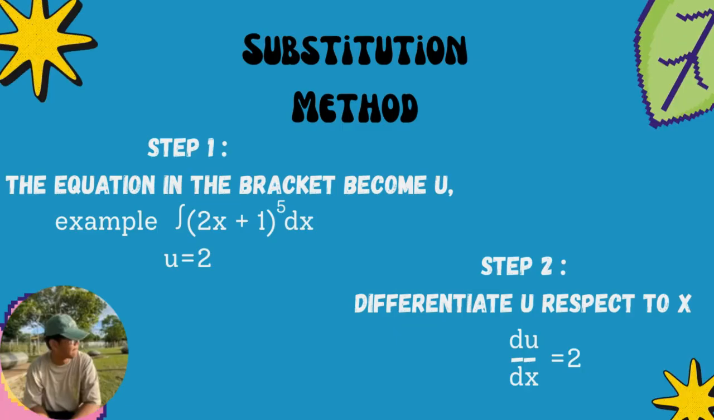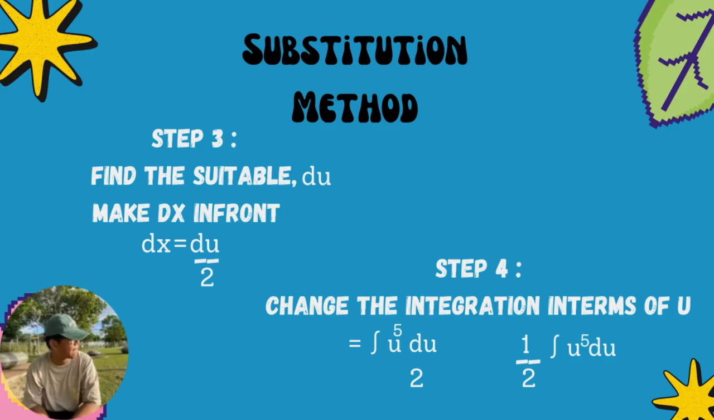For substitution method, the first step is the equation in the bracket becomes u. Second step is differentiate u with respect to x. du over dx equals 2. Step 3, find the suitable du. Make dx in front. dx equals du over 2. And step 4, change the integration in terms of u.